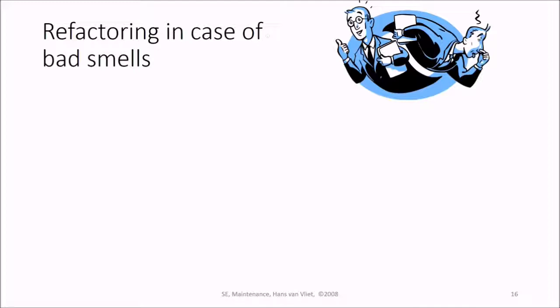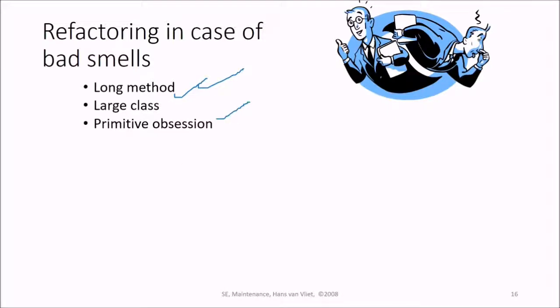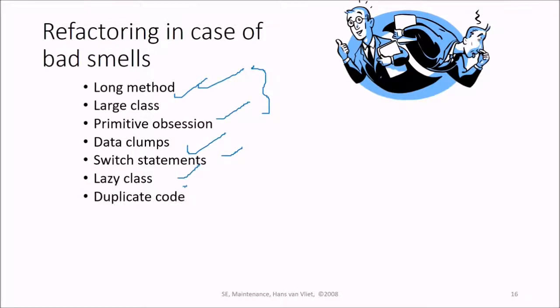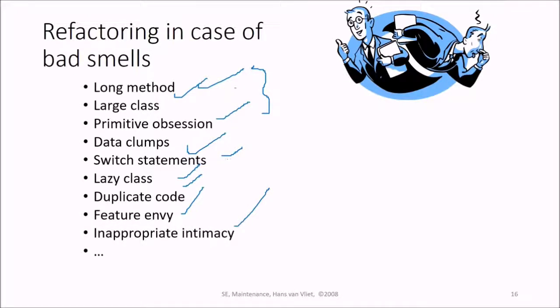If you have refactoring, in case something is fishy, like a long method, large class, or primitive obsession. If these are found, these are the bad smells: long methods, large class, primitive obsession, data clumps, switch statements, lazy class, duplicate code, feature envy, inappropriate intimacy. These are the causes when you really want refactoring to be done.